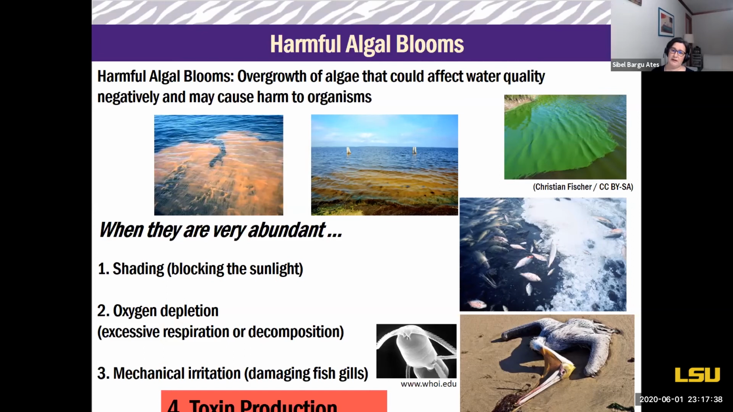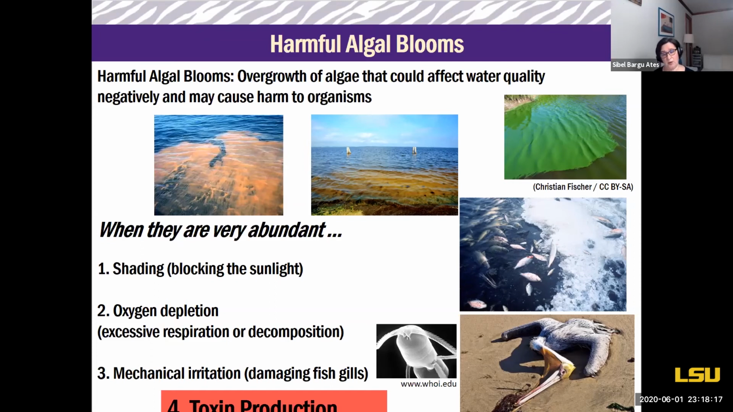When they are very abundant, they can also block the sunlight and shade organisms that live under the surface, or they can deplete oxygen due to their own excessive respiration or the decomposition of this organic matter by other microbes. Or some of them have spines that can cause mechanical irritation and damage fish gills. In many cases, this abundance and these negative impacts can end up with fish kills and other organism deaths or illnesses that can occur in the system.